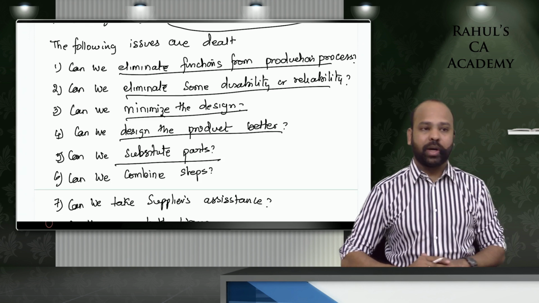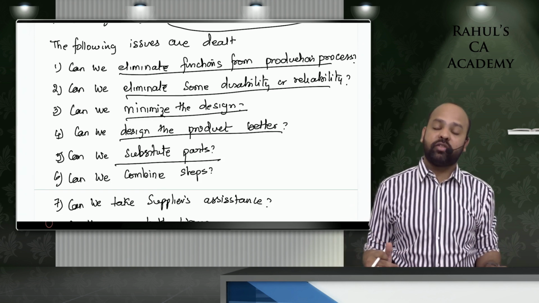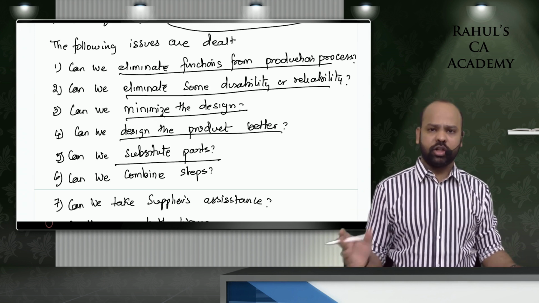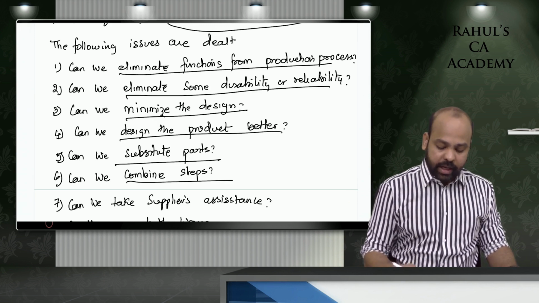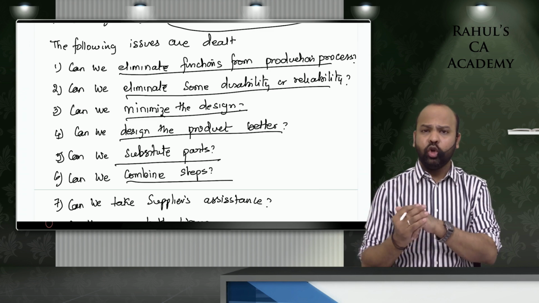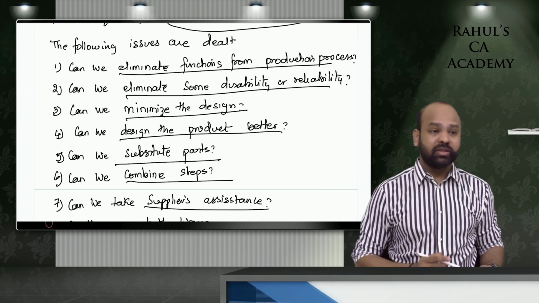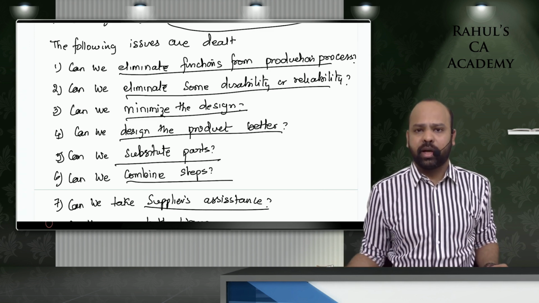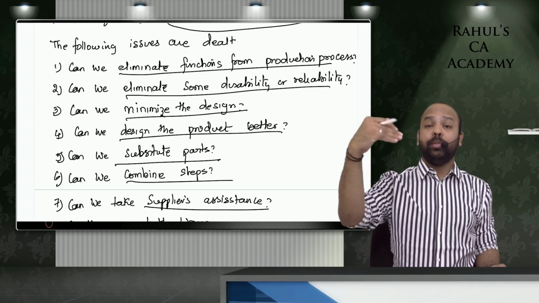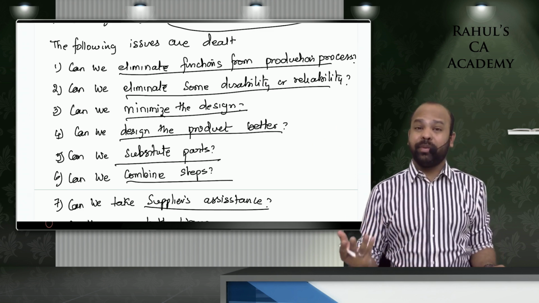Can we substitute parts? Like car manufacturers, can we use a fiber body instead of metallic bodies? That is how there are cheaper variants of cell phones being launched. So that is better. Can we substitute parts? Can we combine multiple steps? Can we combine step 1, step 2, step 3 into one single step so that we can reduce cost? Can we take suppliers' assistance, fostering a relationship with your suppliers? Can we ask them to contribute towards cost reduction here? Can they improvise on their processes so that we reduce cost? Is there a better way of performing things that we are doing?